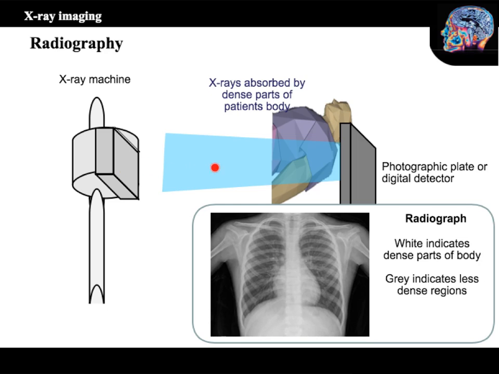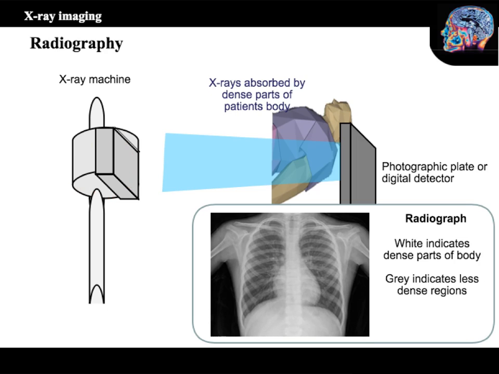The X-rays are transmitted out and absorbed by the dense parts of the patient's body. In this case we'll be looking at the bones, and then this photographic plate or digital detector will pick up the transmitted X-rays. This will then produce a radiograph where the white indicates the dense parts of the body and the grey indicates the less dense areas of the body, in this case the soft tissue in between the ribs.